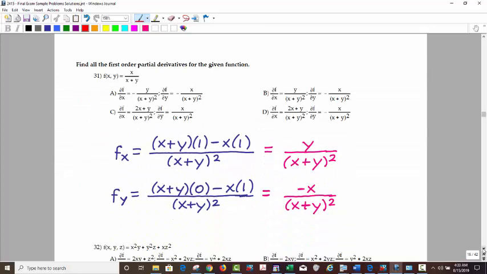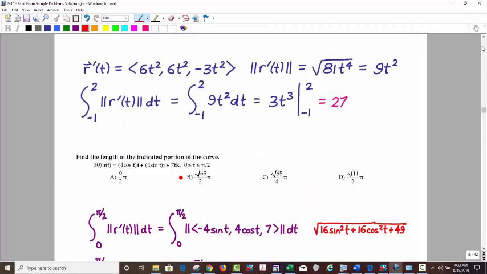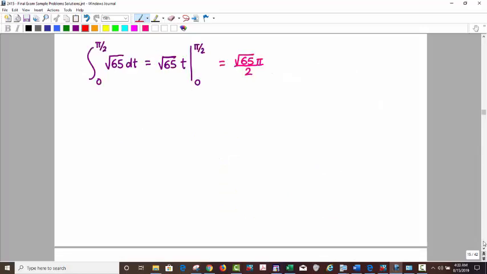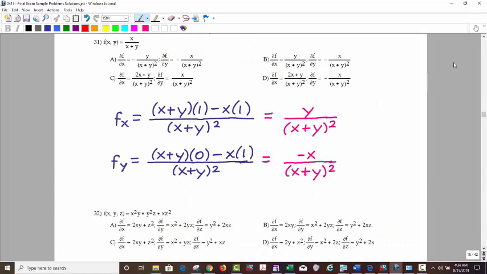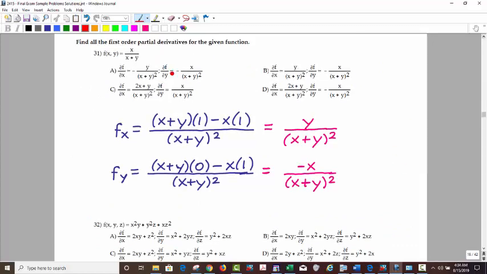Partial derivatives. Check, that was 30. Yep, 30, so this is 31. We need fx and fy. Quotient rule, I think, would work best here.